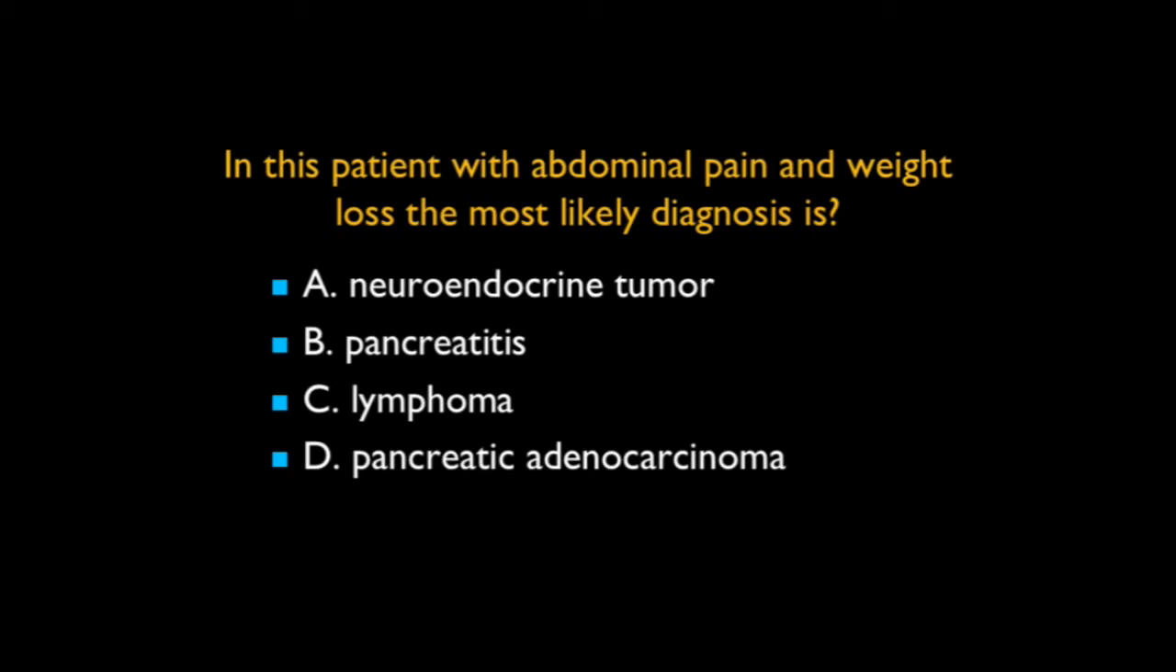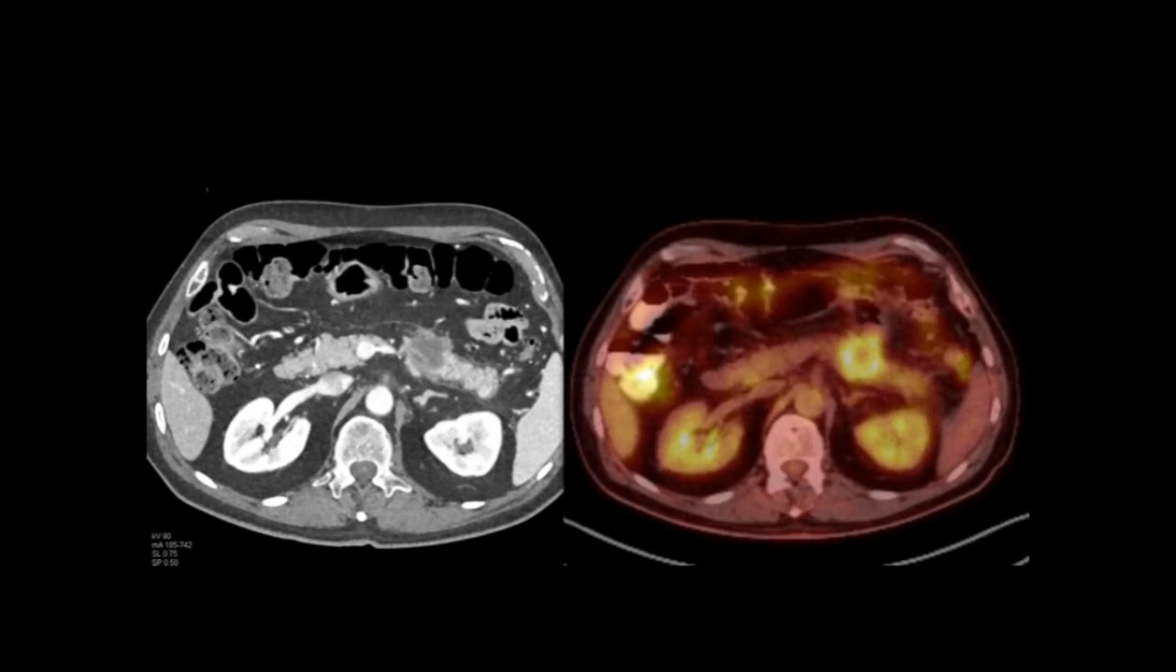In this case, the patient has abdominal pain and weight loss, and I asked you for the best diagnosis. This is an easy case. I just wanted to give you a CT with a PET CT correlation. There's an obvious mass in the junction of body and tail of pancreas, hyper intense on the PET scan. This is classic for pancreatic adenocarcinoma.